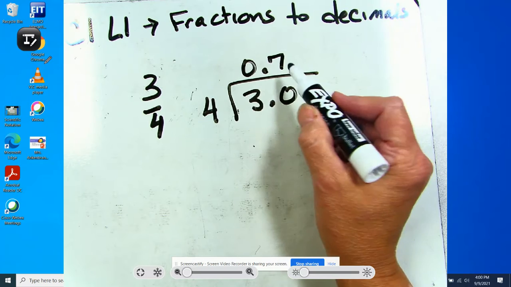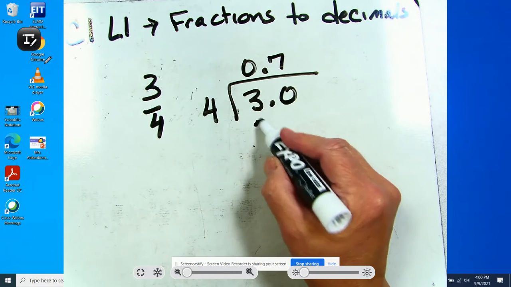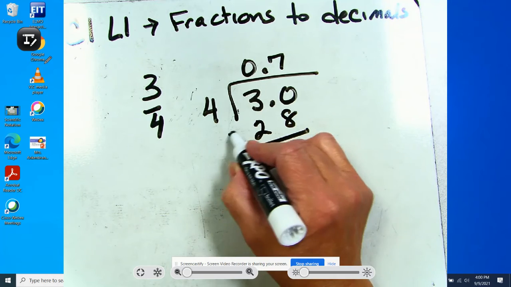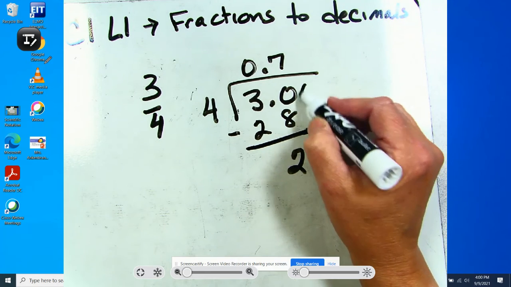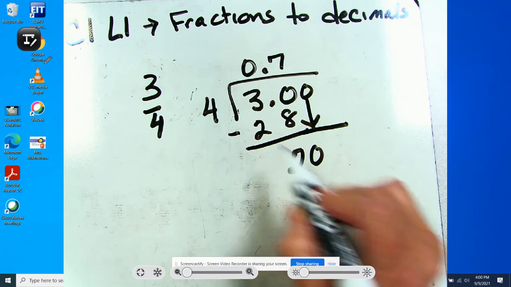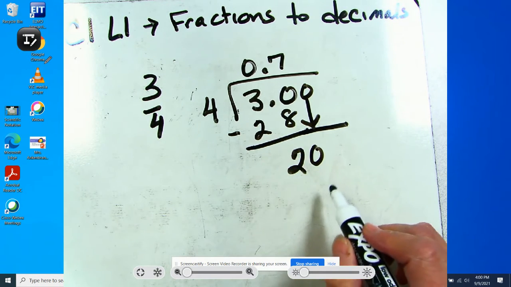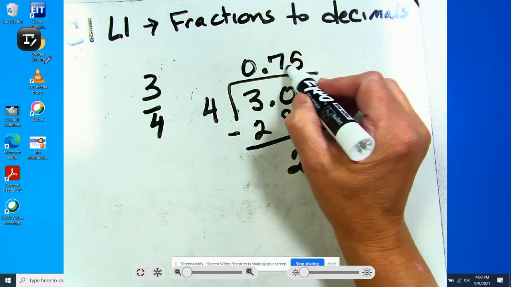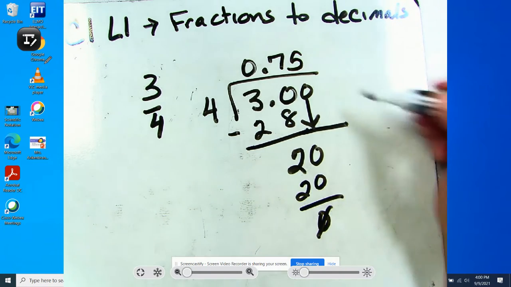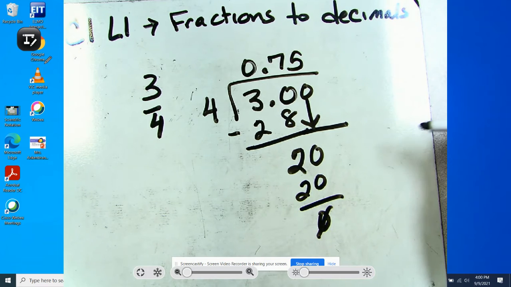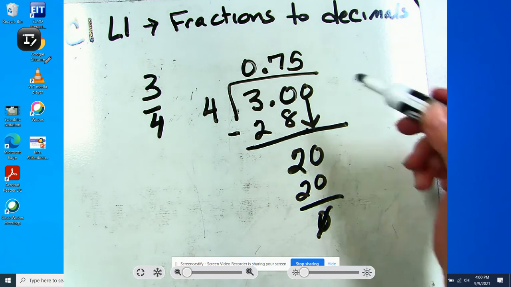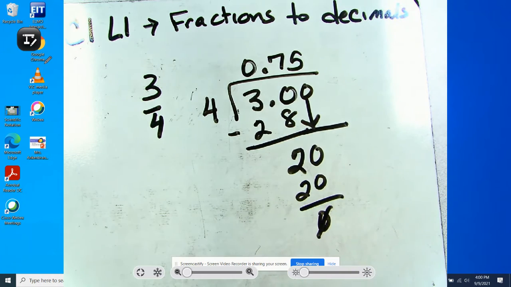Then you multiply. 7 times 4 is 28. You'll bring down the 2 because you're going to subtract, and then you're going to put an extra 0 and bring it down. Now you're going to divide 20 by 4. 20 divided by 4 is 5. 5 times 4 is 20, and you have a 0. This is called a terminating decimal. It terminates because we ended up with a 0. So 3/4 is equal to 0.75.